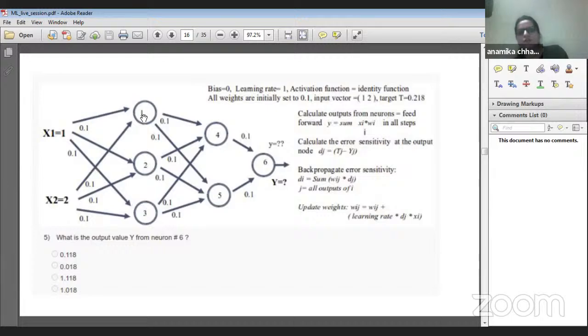So neuron number 1 gets 2 values with the weight of 0.1. We will compute the weighted input over here at node number 1, similarly node number 2 and node number 3.